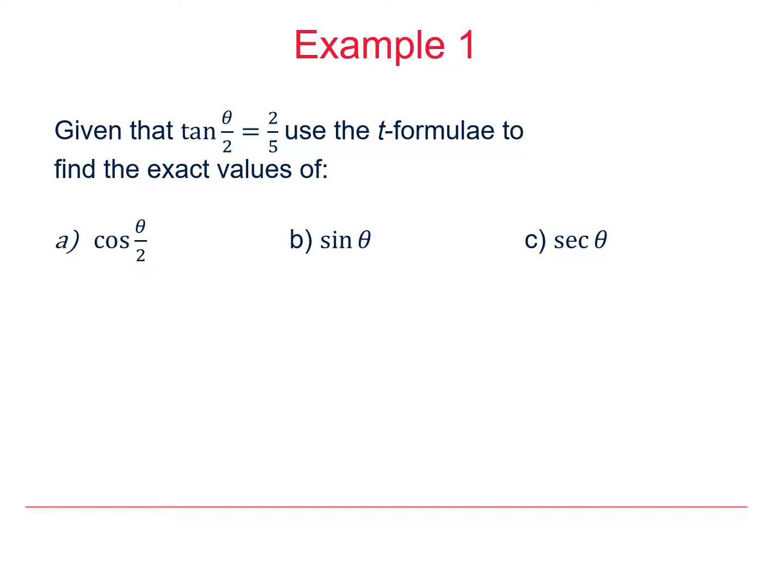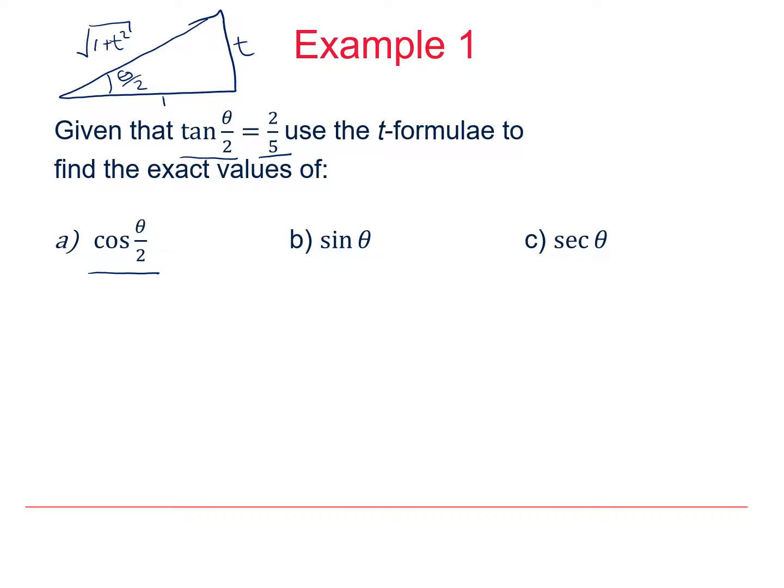So we'll go ahead and use those T formulae. In this example, we're given the value of T, tan theta over 2, and we're told it's 2/5. In the first part of the question, we're asked for the cosine of theta over 2. So to help me remember that, I'll draw a triangle with an acute angle of theta over 2. I know that has a tangent of t, so I've set up my side suitably to get a tangent of t, and by Pythag I can get the square root of 1 plus t squared as the hypotenuse.